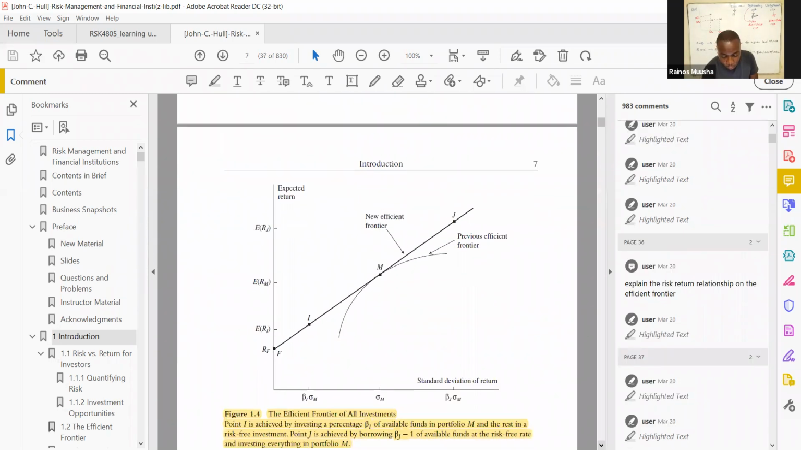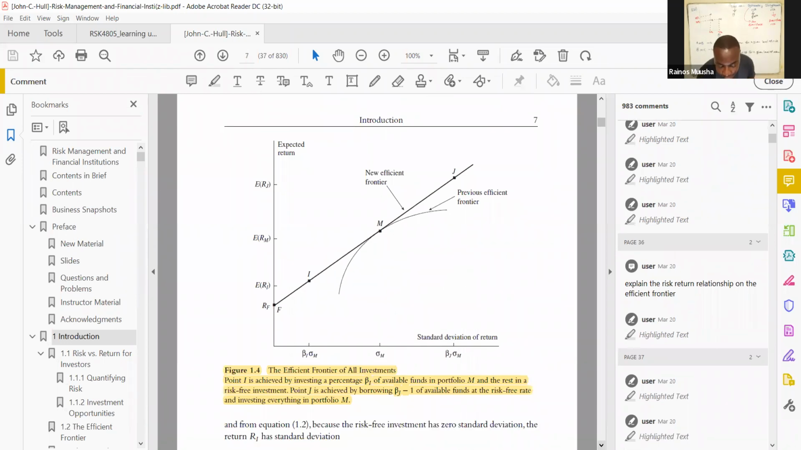Now you are able to extend the efficient frontier, considering the case where you're able to borrow or lend. So you're able to extend the efficient frontier, given that you're able to borrow or invest at the risk-free rate of return. When you now look at the efficient frontier of all investments, they say point I is achieved by investing a percentage BI of available funds in portfolio M and the rest in the risk-free investment.